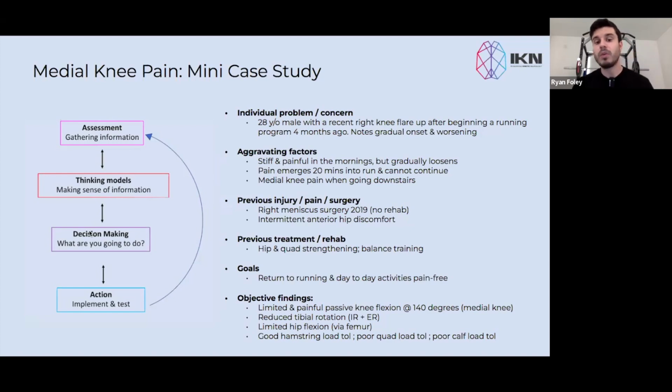Now you want to dig into previous injury, previous pain experiences or surgery. And this client had a history of a right meniscus surgery in 2019, which he had no rehab on. Okay, so that's extremely important information, because that encourages us to consider that maybe that knee hasn't been conditioned to the point where it developed the ability to handle forces and produce forces in isolation, in a constrained manner. Okay, and now it has very low tolerance to those forces.